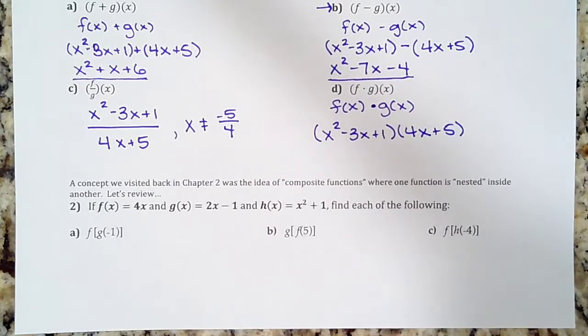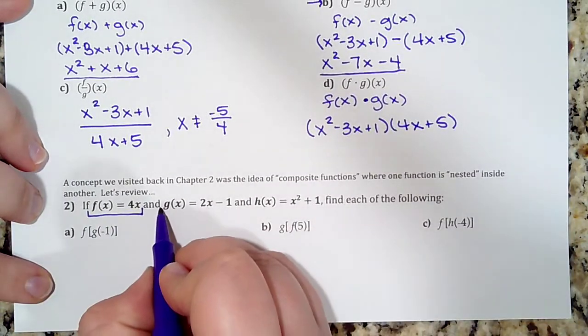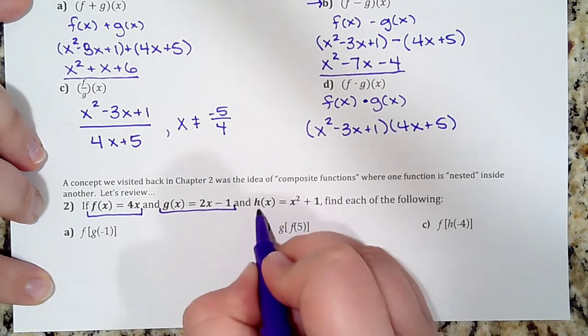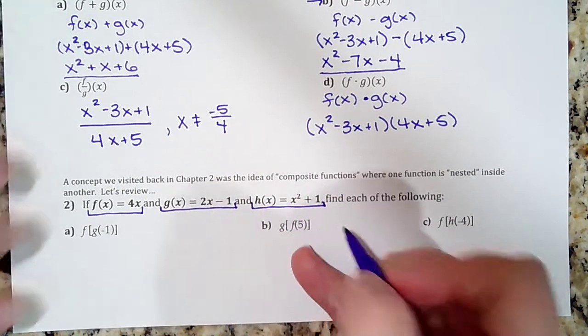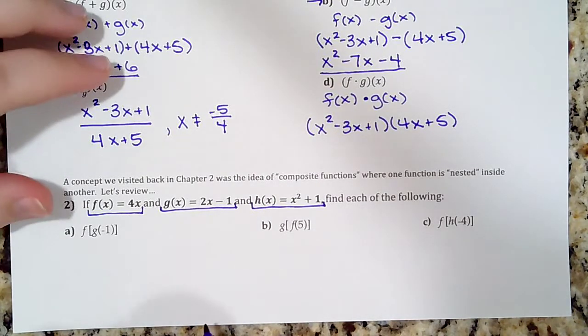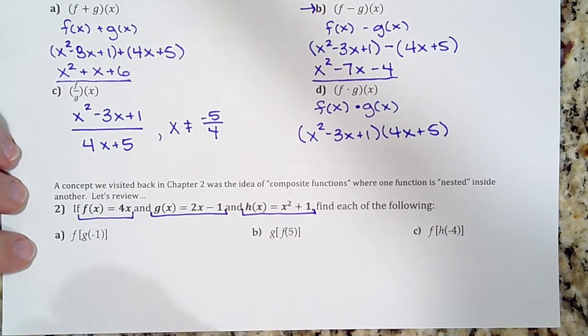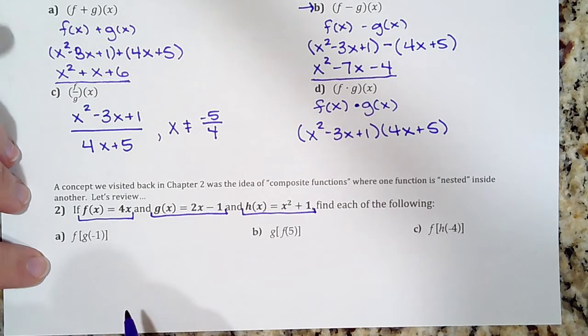All right, let's jump down here a little further. So a concept we visited back in chapter 2 was the idea of composite functions, where one function is nested inside of the other. So let's just take a moment to review that. If f of x is equal to 4x, g of x is equal to 2x minus 1, and h of x is equal to x squared plus 1, we're going to find each of the following. Remember, the same way that we work with all of our other functions, so too do we work with composite functions. We're always going to work inside out.